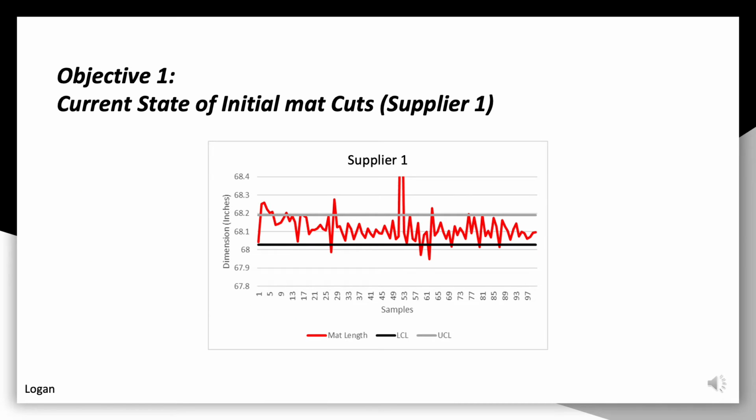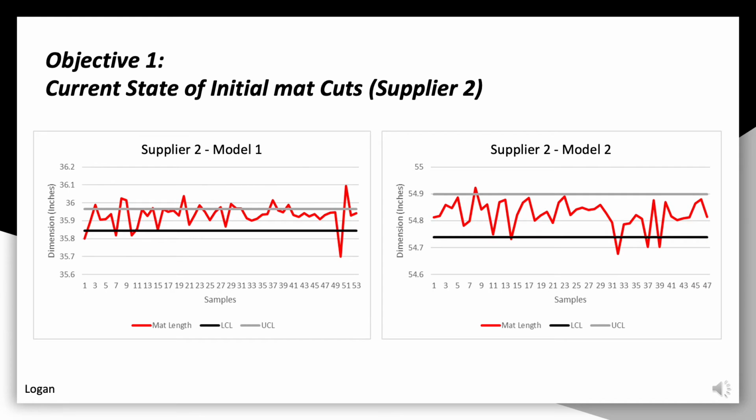The second defect is an issue with initial cut dimensions being out of tolerance before shrinkage. To quantify this problem, our team collected 100 data samples of mats initially after they had been cut from both suppliers. For Supplier 1, a total of 6 mats were below the tolerance zone and a total of 12 mats were above. For Supplier 2, we measured two different model types of mats.